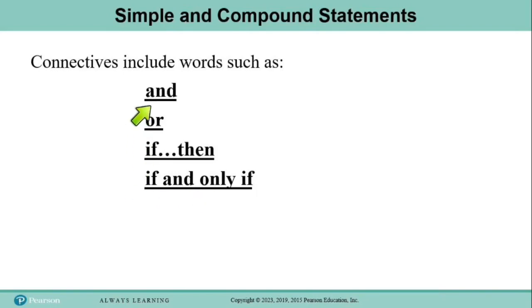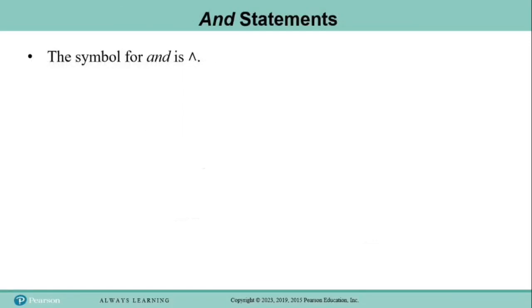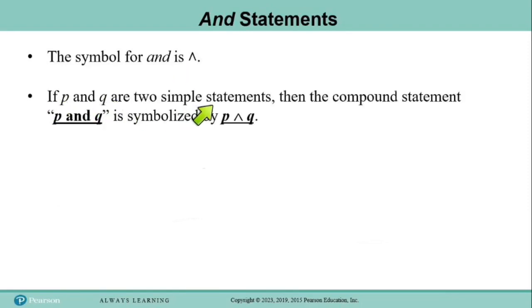These are the main ones, and so mostly what this section is about is learning how to take statements that contain each of these and represent them in symbolic form. So let's start with the connective and. The symbol for and is this symbol that looks like an upside down V. Of course, it is not really an upside down V, but that is kind of what it looks like. So if P and Q are two simple statements, then the compound statement P and Q in symbols would look like this: P and symbol Q.